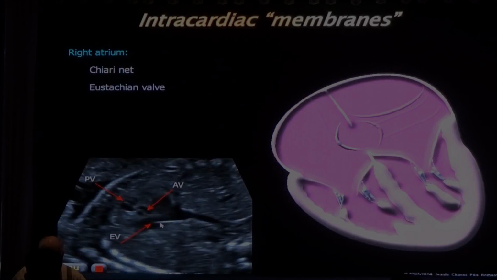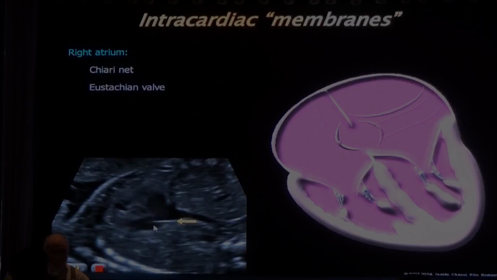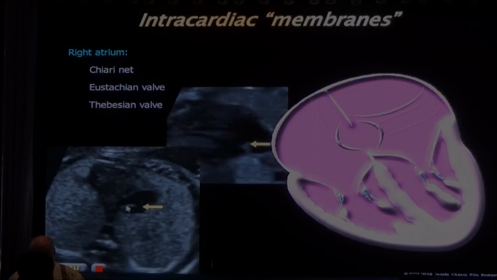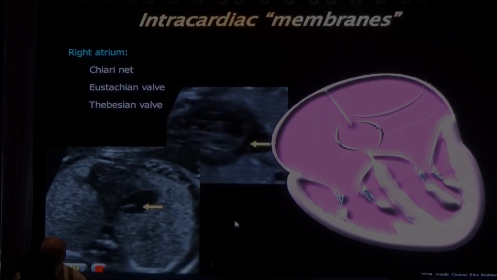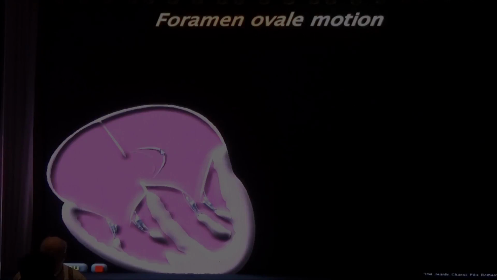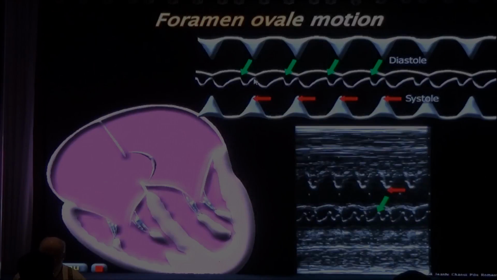This is the eustachian valve, and you see the aortic valve and pulmonary valve, and sometimes the eustachian valve can be quite large. This is the valve of Thebesius at the end of the coronary sinus, also a normal finding. Don't confuse that with something abnormal. If you look at the motion of the foramen ovale flap, it has a double excursion. You have one excursion during the systole, and then you have another excursion during the atrial contraction. So you have to see this double motion of the foramen ovale flap, and if you see only a single motion, think the baby has an atrial septal aneurysm.